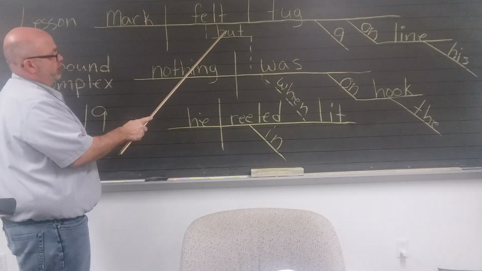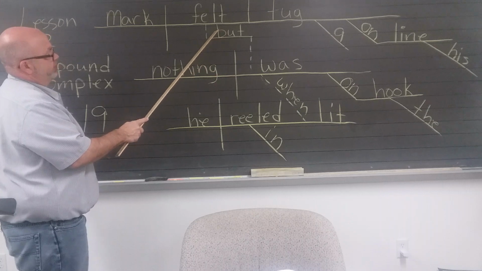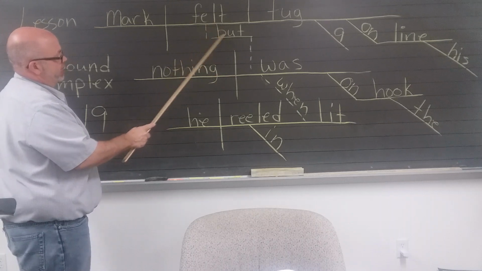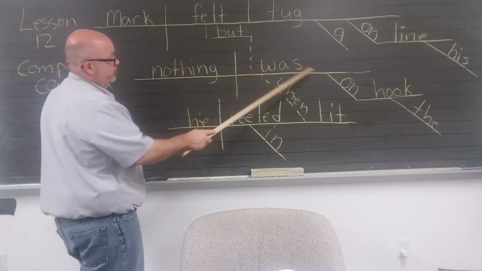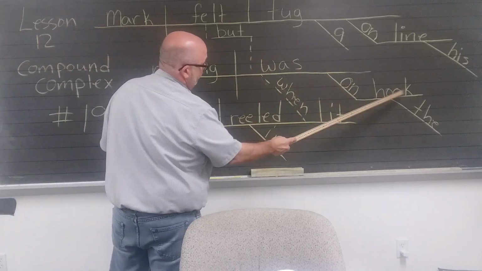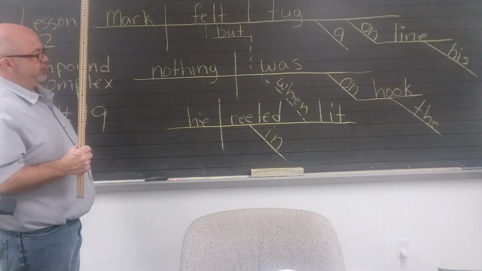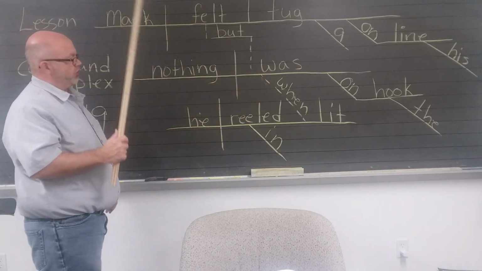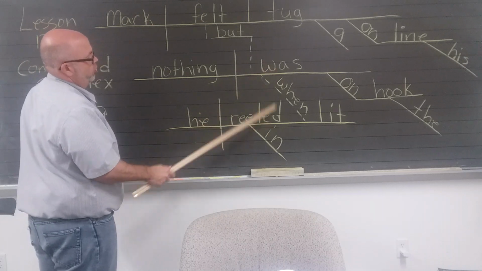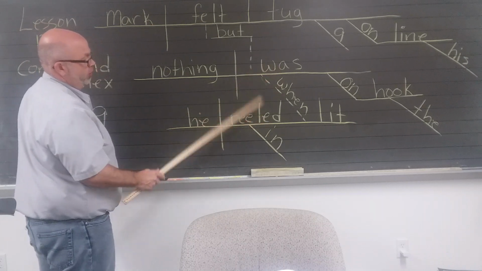Coordinating conjunction between the two parts of a compound sentence. But, connect that to the verb, was. Nothing was, prepositional phrase, on the hook. All right? Subordinating conjunction, when. Subordinating conjunctions always go from verb to verb. Okay? Verb to verb. Start doing that.